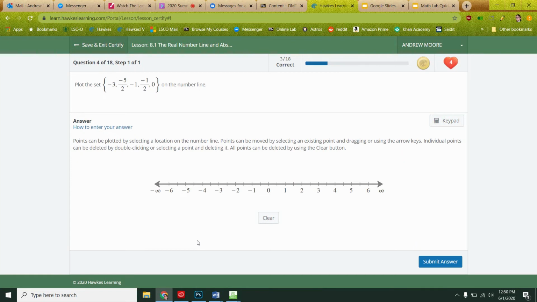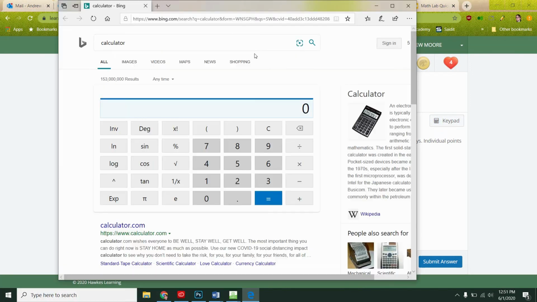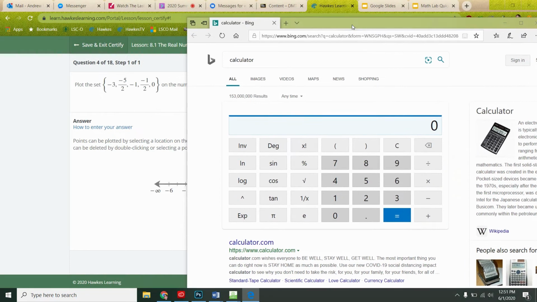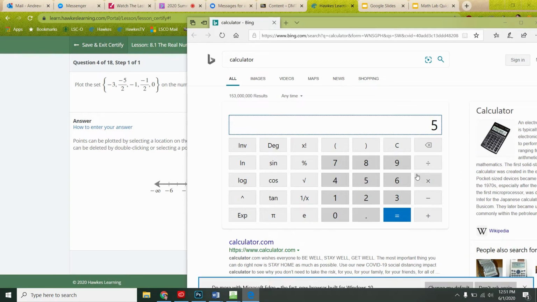All right, so we're looking at this number line. And we're supposed to plot -3, -5 over 2, -1, -1 over 2, and 0. One thing we can do when we're trying to figure out what this -5 over 2 is, we can actually use our calculator. So what we can do, we know because this fraction's a negative, we can actually just divide 5 divided by 2 and see what that is.